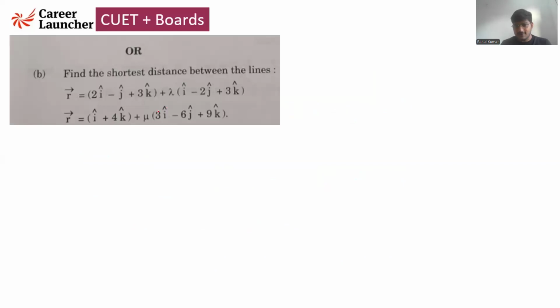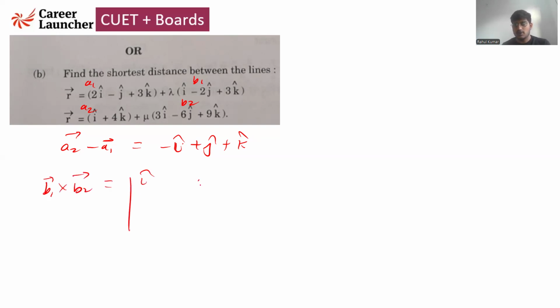Now we have the next problem, which is you need to find the shortest distance. I have told you what to do in the shortest distance. First find A1, A2. This is A1, this is A2, this is B1, this is B2. Now, first I'll find A2 minus A1. So 1 minus 2 is minus i cap. Then you have plus j cap and plus k cap. Now you will also find B1 vector cross B2 vector. What is B1 cross B2? i, j, and k cap. 1 minus 2, 3. 3 minus 6, 9.